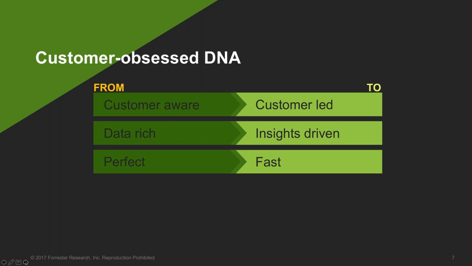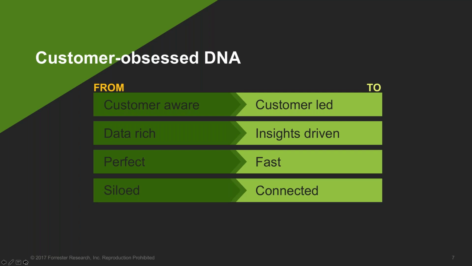So the question is, how do they do it? What customer-obsessed organizations do, and companies like Coca-Cola do this, is they have a bias for action to quickly test. They want to test ideas very quickly, get feedback, and move on to implementing the next new feature.